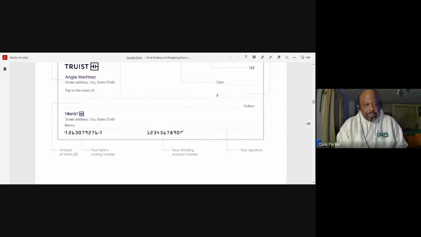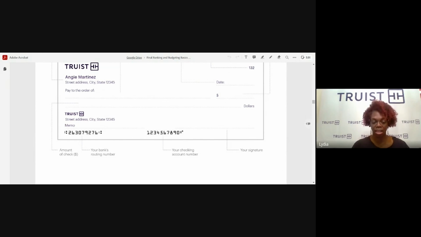The routing number is, in some ways, how to identify your bank. It's the bank's number, and each bank has its own routing number. So there's one for PNC, there's one for other banks, and there can be different ones per state as well.